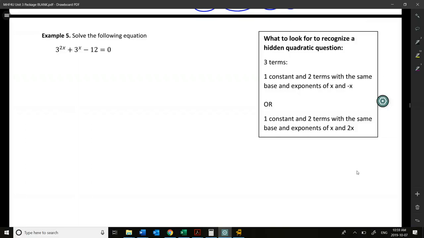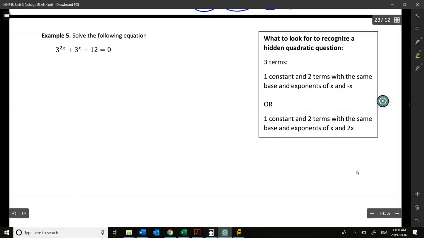So what I'm going to look for are 3 terms. And what you will see is one of 2 things if it's a hidden quadratic question. You will see either one constant term and 2 terms with the same base with exponents of x and negative x. That's like our previous example. Or you'll see something like this where you have a constant, 2 bases that are the same, and exponents of 2x and positive 1x. Okay? So if you see those, those are the cases where you're going to have to do the let statement and do the hidden quadratic process.